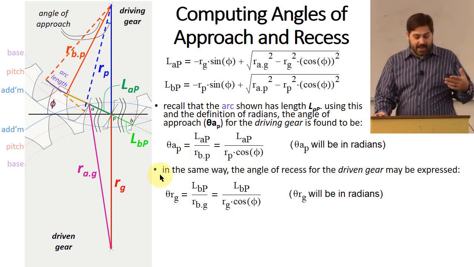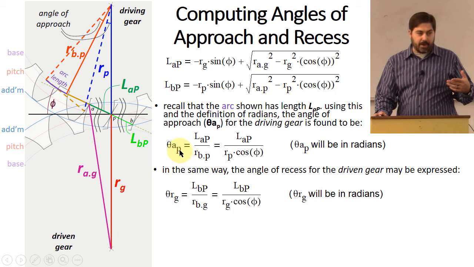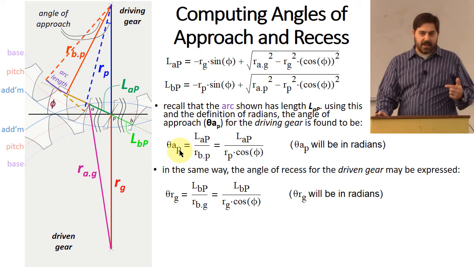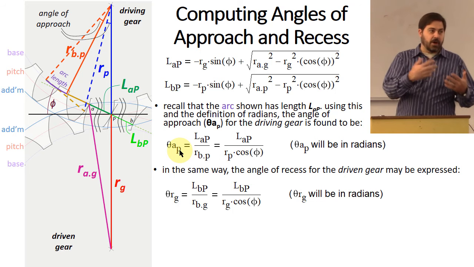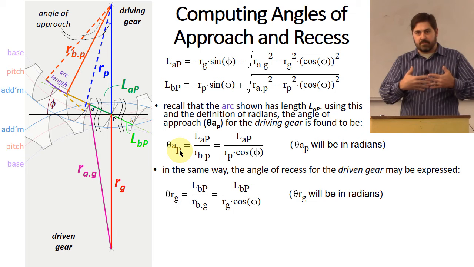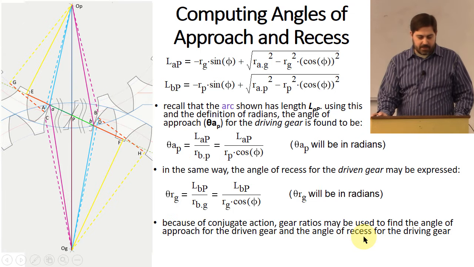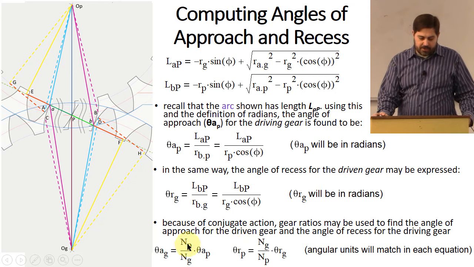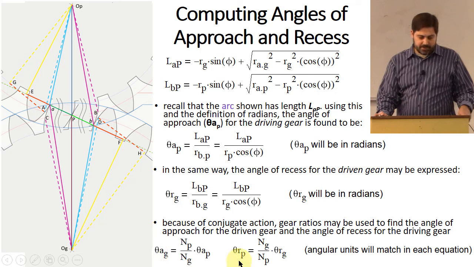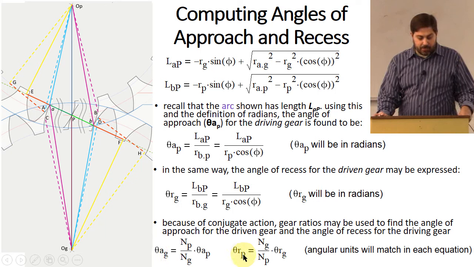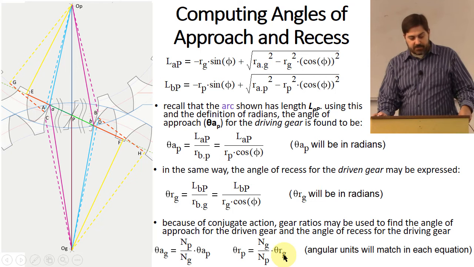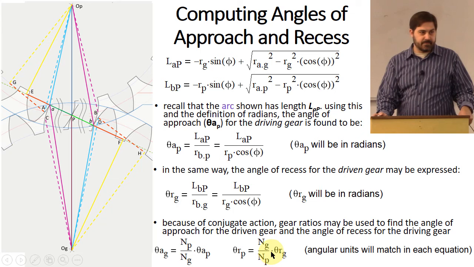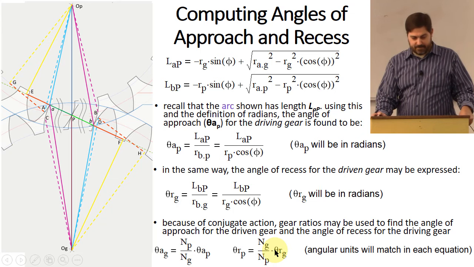All you got to do is take the angle of approach for the pinion and multiply it by the gear ratio, because that'll give you how much angle the gear had to have gone through as this angle of approach for the pinion happened. Okay? So that's kind of what the next thing is that I'm going to do. Because this obeys conjugate action, all you got to do is take the gear ratio, multiply it by the angle of approach for the pinion, and it gives you the angle of approach for the gear. Okay? Similarly, on the other side, the angle of recess for the pinion can be found by the angle of recess for the gear multiplied by the gear ratio. With me on that?